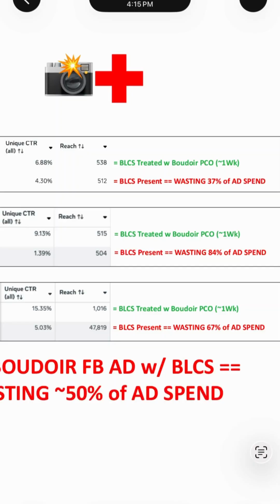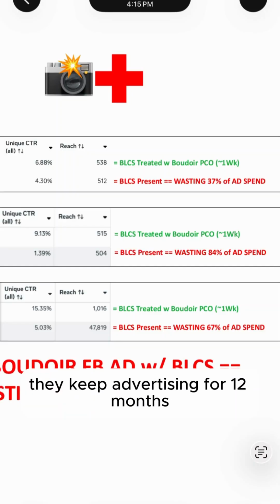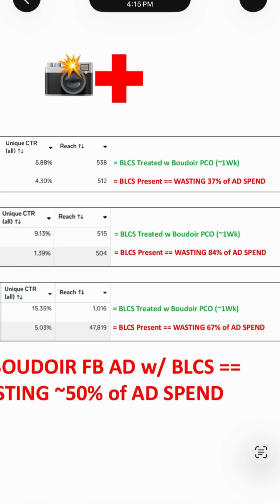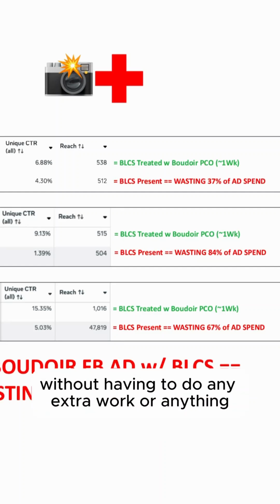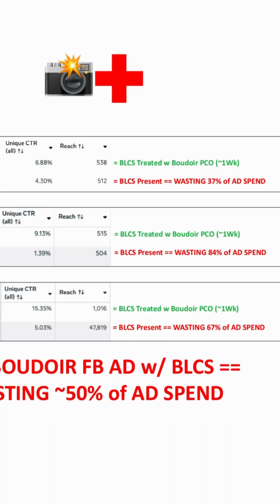And if they keep advertising for 12 months, that means they kind of got like a 40K special bonus in their pocket without having to do any extra work or anything.